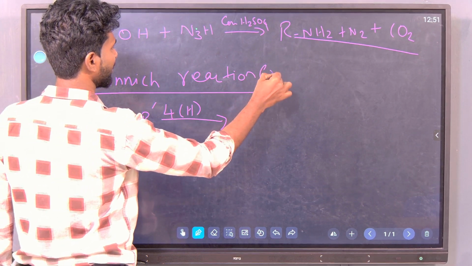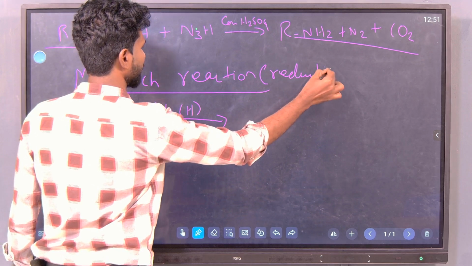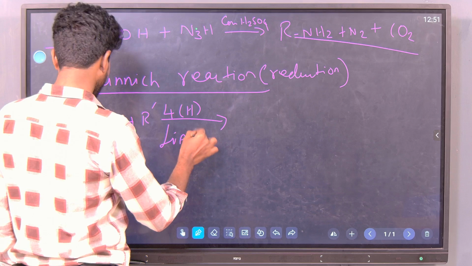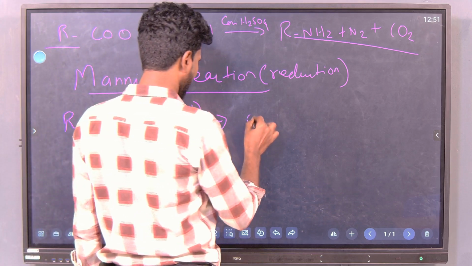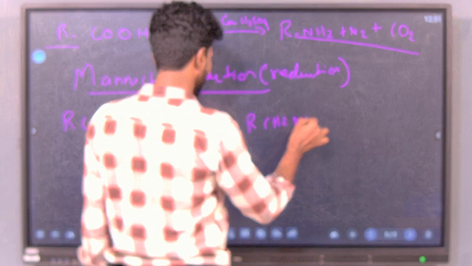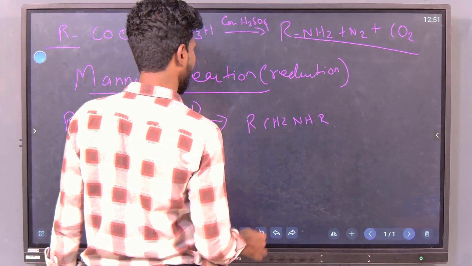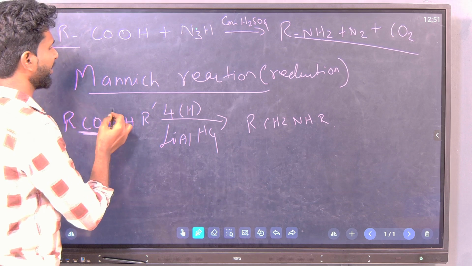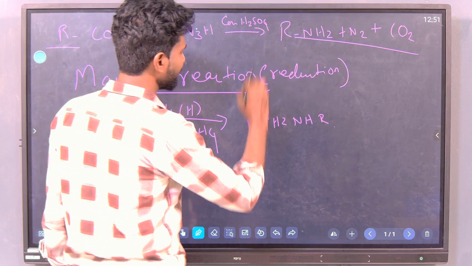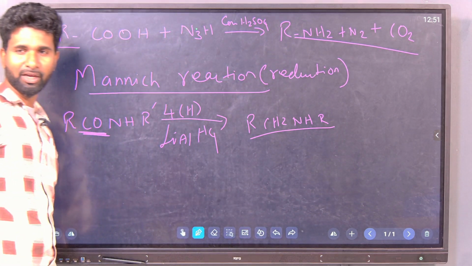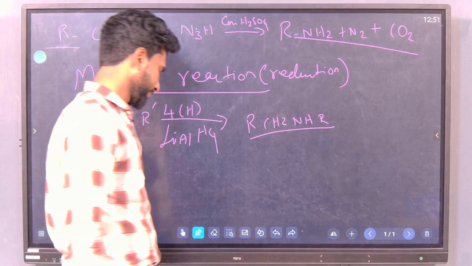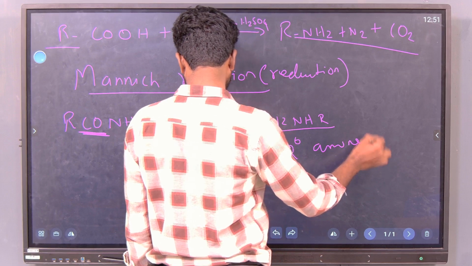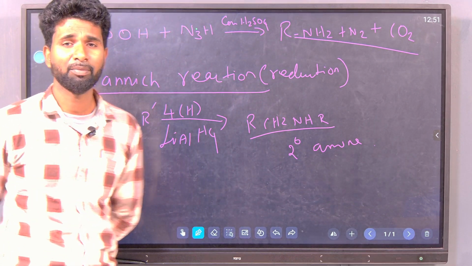It is also a reduction. In the presence of lithium aluminum hydride we get RCH2NHR'. See here, this CO amide linkage is reduced. So what's the product? N-substituted amine. Understand? N-substituted amines, that is, secondary amine. That is the Mannich reaction. That's all about the important preparation of amines.